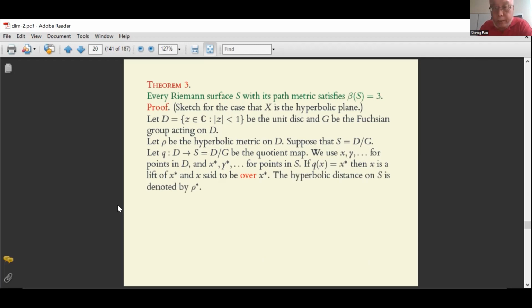The hyperbolic distance in our Riemann surface is denoted by rho asterisk. The Riemann surface S is the quotient, by the way, of the hyperbolic plane. And if these two are points on our Riemann surface, then their hyperbolic distance is given by the distance in the hyperbolic plane between x and y, such that the quotient maps x to x star and y to y star.